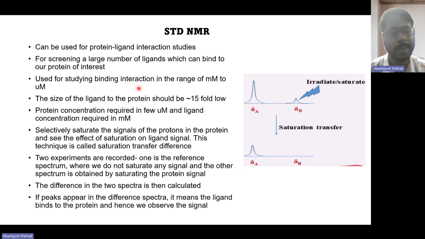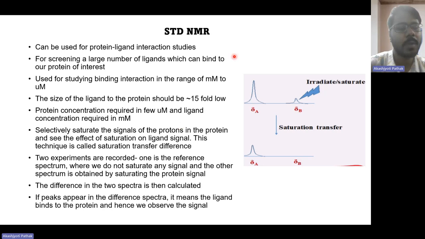The binding interaction that can be detected by this technique is in the range of millimolar to micromolar. The size of the ligand relative to the protein should be 15-fold lower. So if the ligand is, for example, 10 Dalton, then 150 into 10 will be the size of the protein. The protein concentration required is a few micromolar, while the ligand is required in a higher concentration.